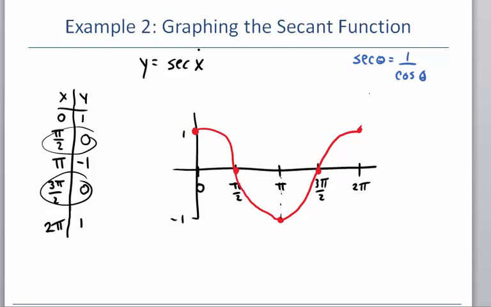And so our asymptotes would occur at places where the cosine is equal to 0, because if the cosine is equal to 0, we're going to have an undefined secant value. So where is cosine equal to 0? Well, it's equal to 0 at pi over 2, so I'm going to put an asymptote here. It's also equal to 0 at 3 pi over 2, so I'm going to put an asymptote here.